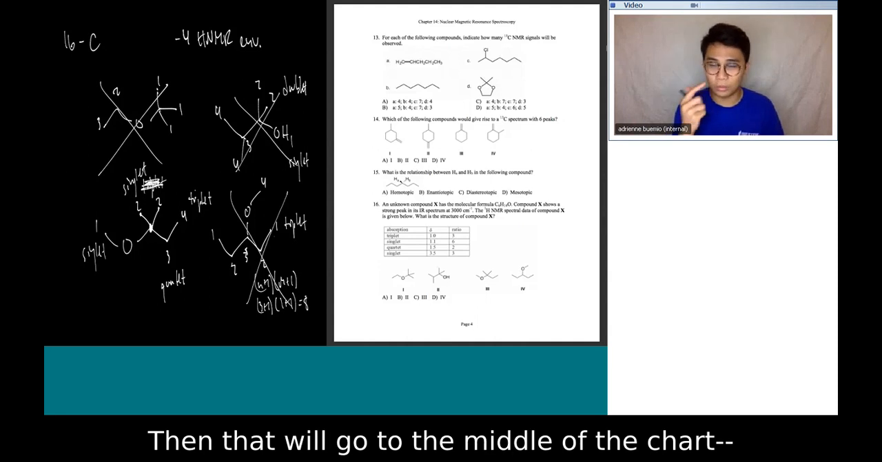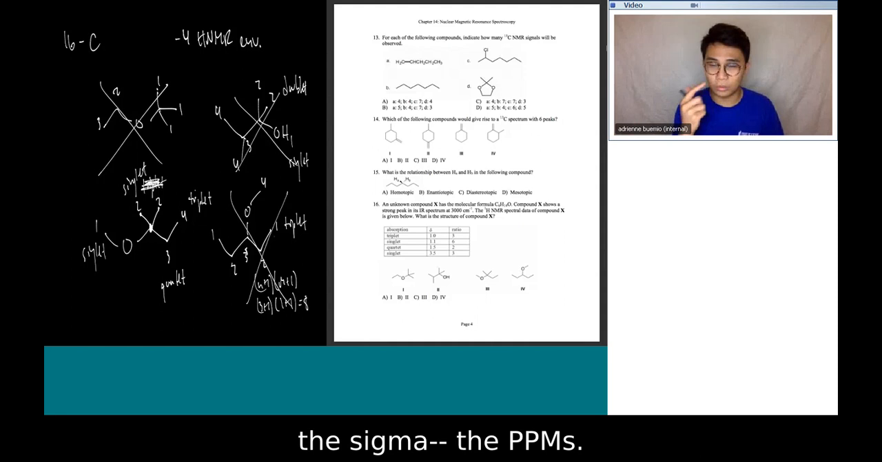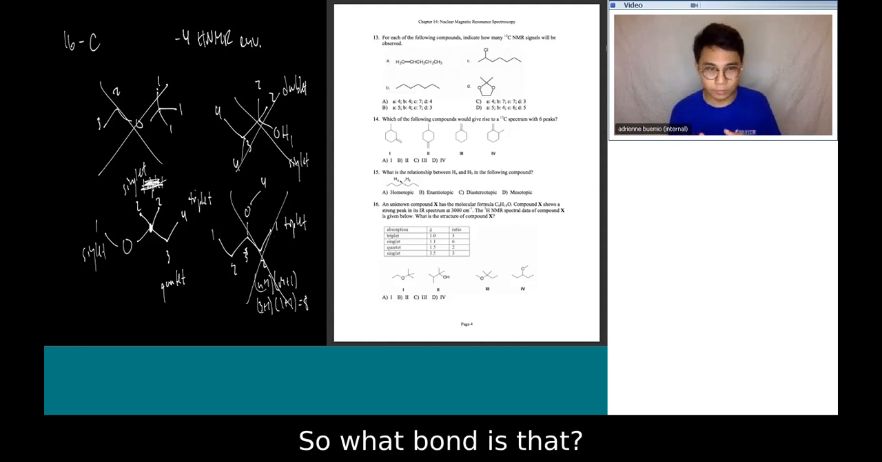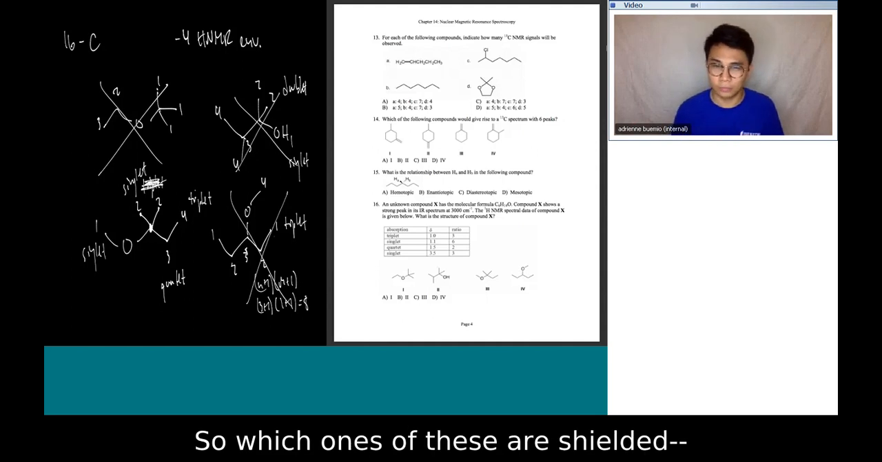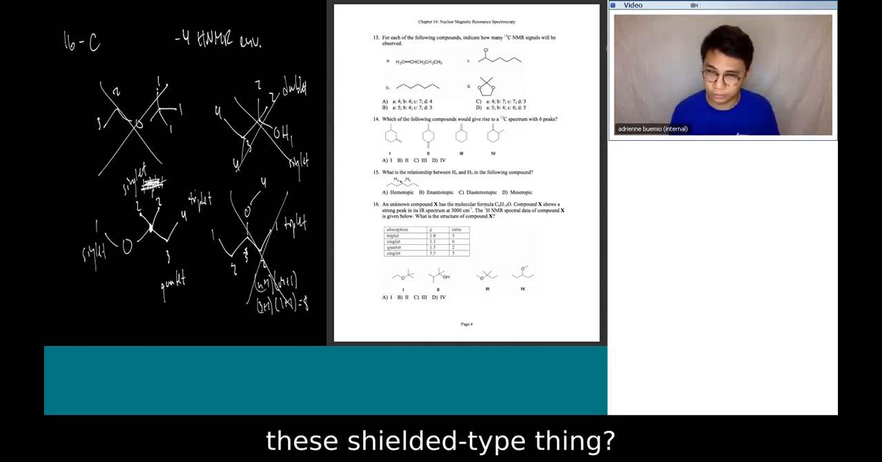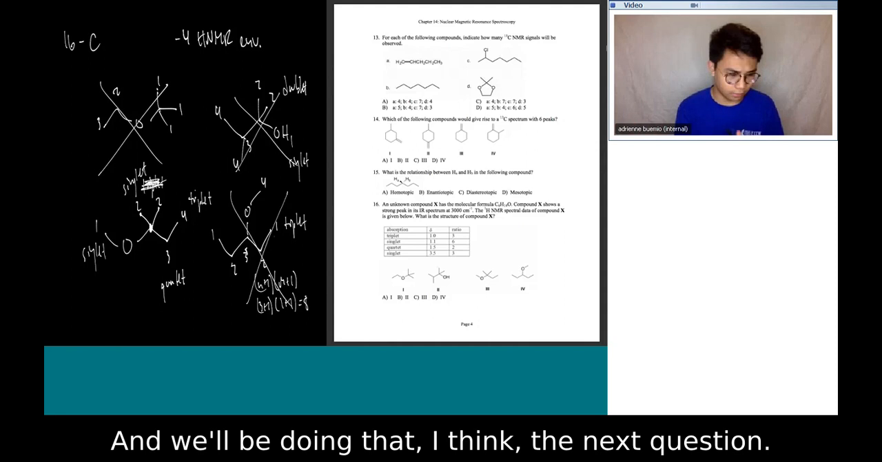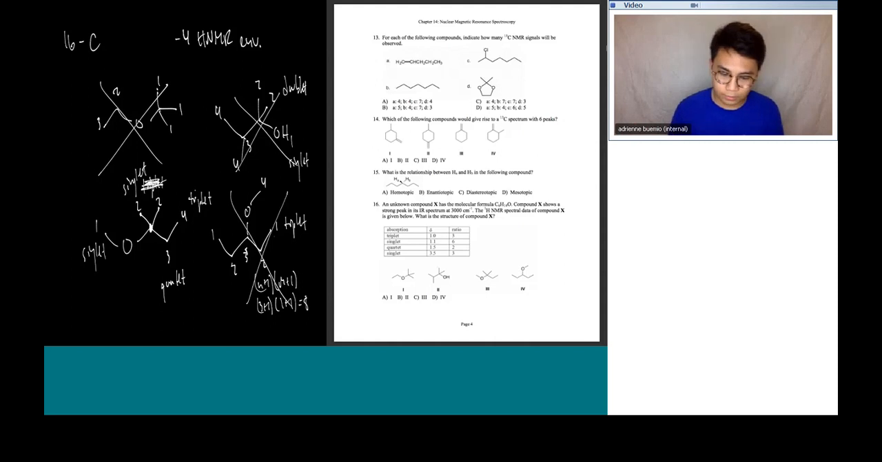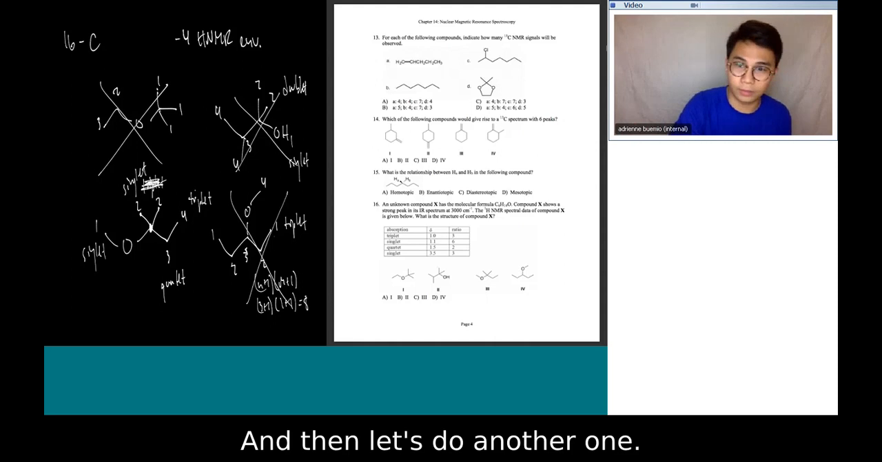Then we'll go to the middle of the chart, the sigma, the ppms. So now we compare. Okay, there's a ppm at 3.5. So what bond is that? That's kind of what we look for. So which ones of these are shielded, deshielded, and we'll be doing that in the next question. So okay, let me erase this.